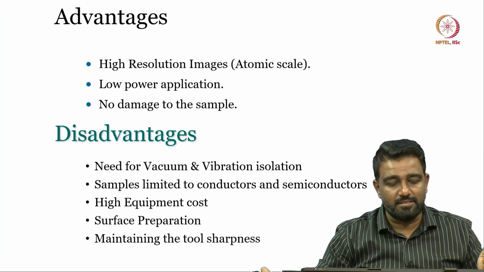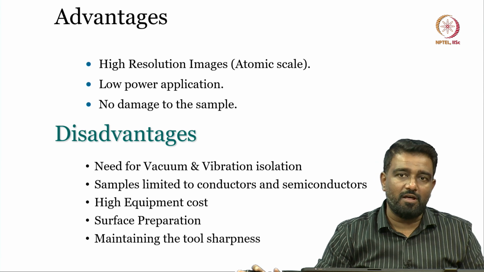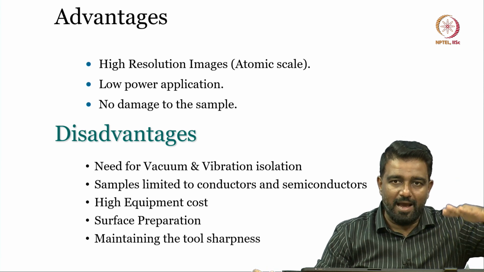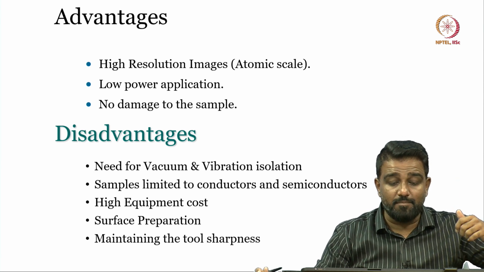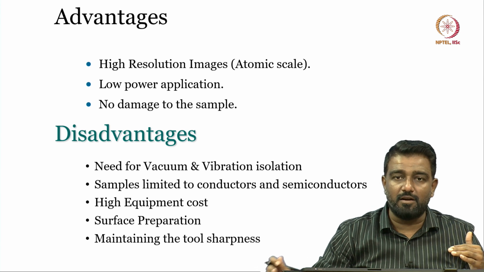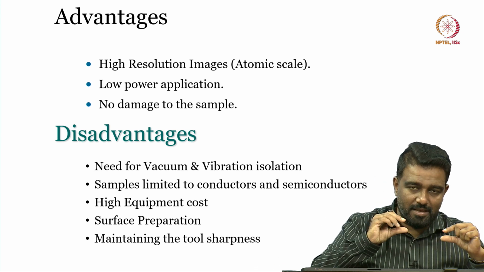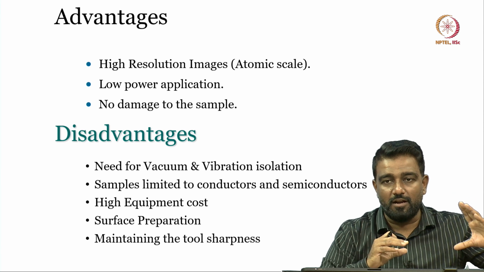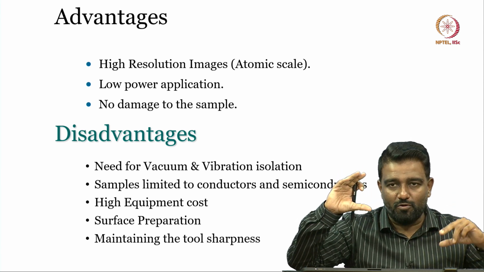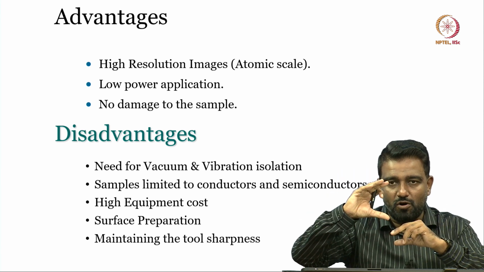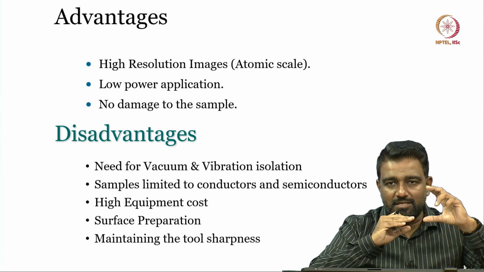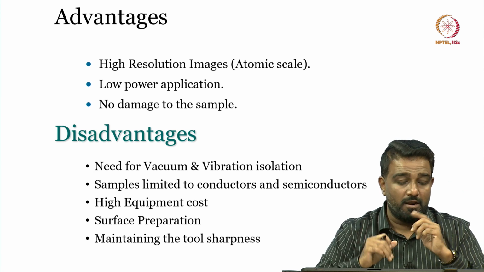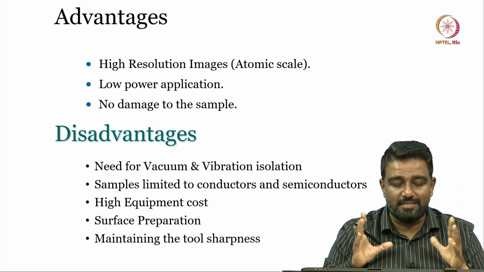The disadvantages are following. First, we require vacuum because you need to control the height of this particular tip. Second, samples are limited to conductors and semiconductors because you are applying voltage at the sample and passing the current through it. So, either it is constant current or constant height. Either we are looking at change in the current and the height is constant, or we are looking at the change in the height and current is constant. So, we need to have conductors and semiconductors.